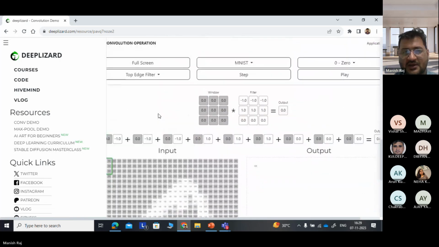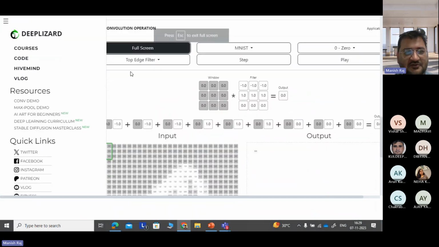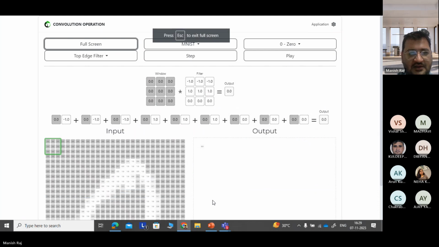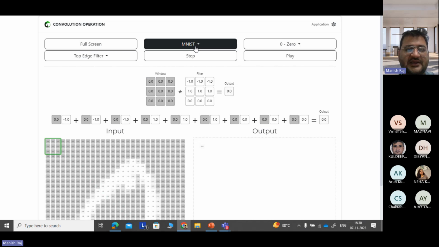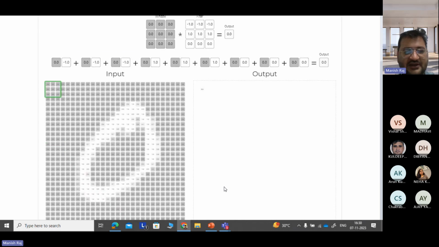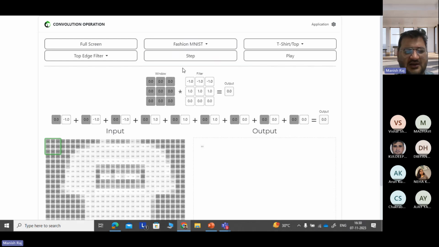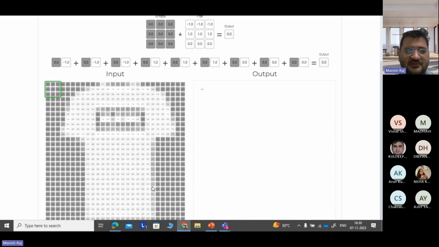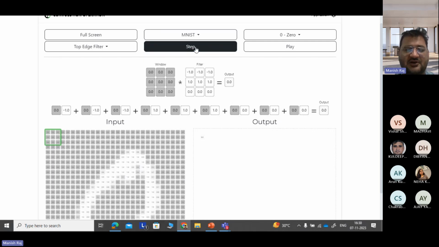Okay, so this is the full screen. Now you can put some value here. What is happening? You can see you have two different types of data here. That is the MNIST. So MNIST data is here, you can start with 0. The second is Fashion MNIST, where you can see data like a t-shirt or something. So I'm again starting with this data only.